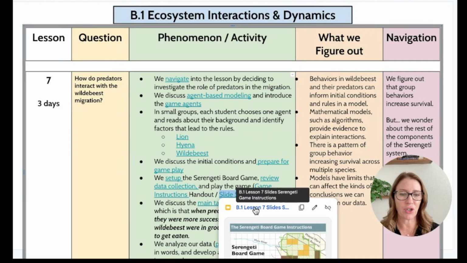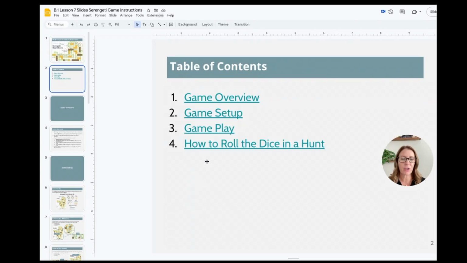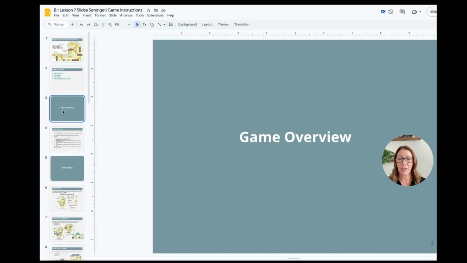So let's go through this slideshow real quick. Okay, this is the title page. This is what the game board looks like. It's half of the game board. There are some links here so you can jump around into the slideshow with bookmarks to different slides. But let's start with this game overview.